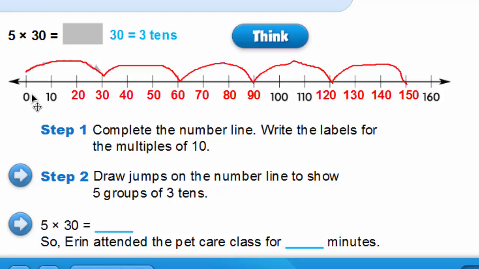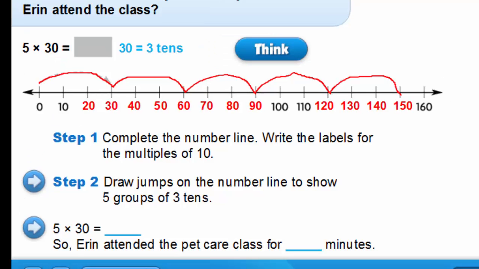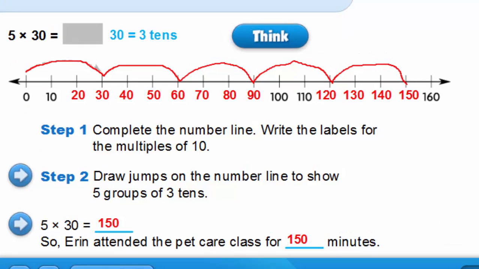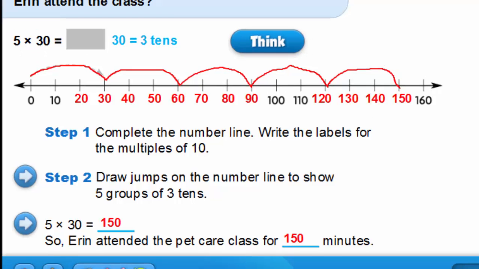So 5 times 30, or 5 jumps of 30, equals what, everybody? Good, 150. So Aaron attended the pet care class for 150 minutes. Great job! You just multiplied a multiple of 10, which is a 2-digit number, by a 1-digit number. Not too hard, is it?